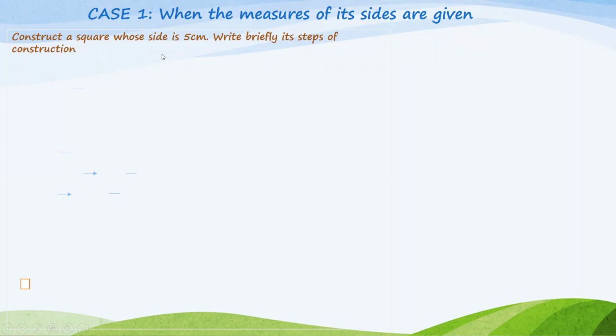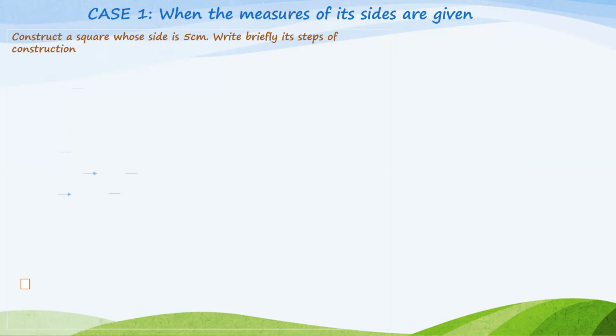Now construct a square whose side is 5 centimeter. Write briefly its steps of construction. This is all about it. Now, only one side is given. In this question only one side is given. So how can we draw the square? How can we construct the square?